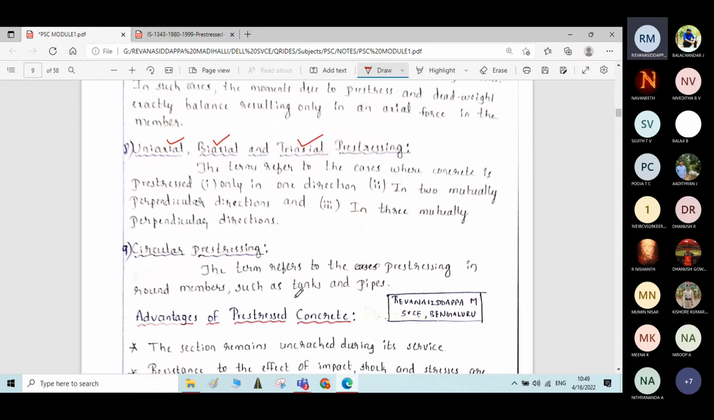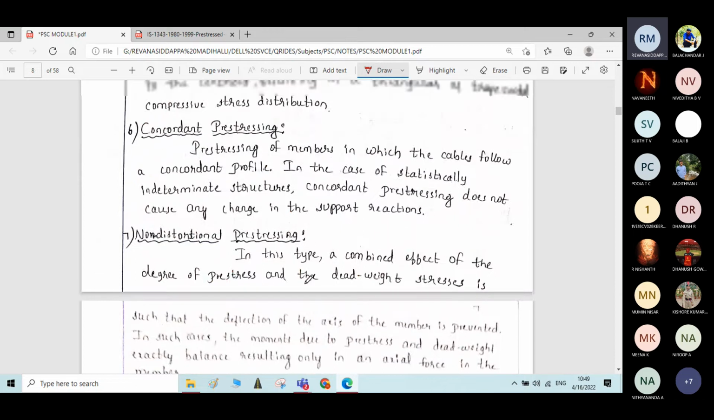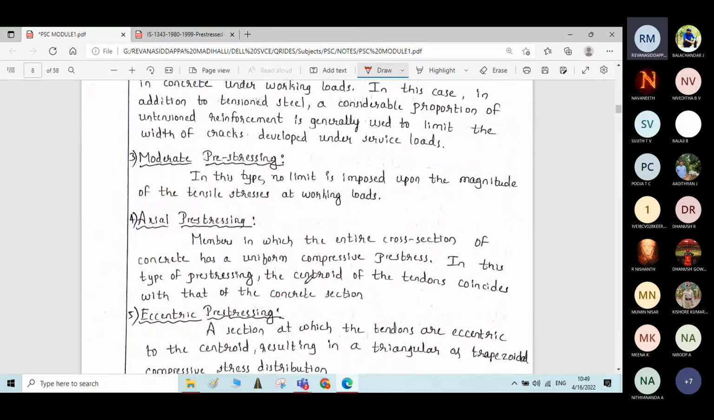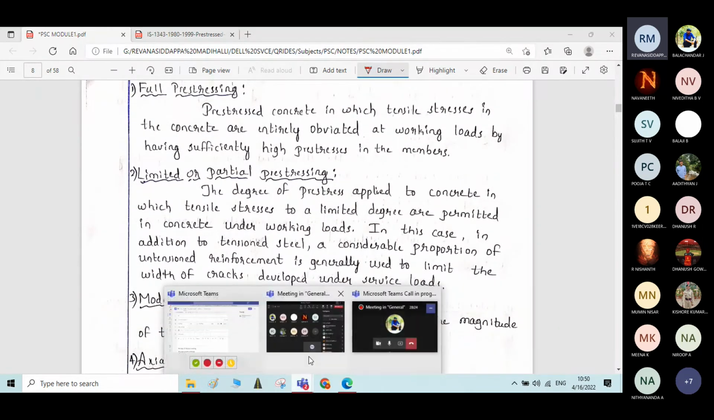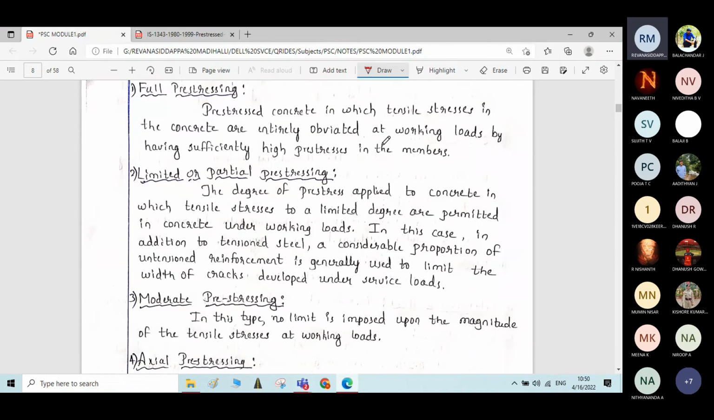Okay, I hope it is clear up to here. If you have any doubts, you can ask. Whatever topics I have covered till now, if you have any doubts in these topics, you can ask, students. Any doubts in these topics? Okay, students.